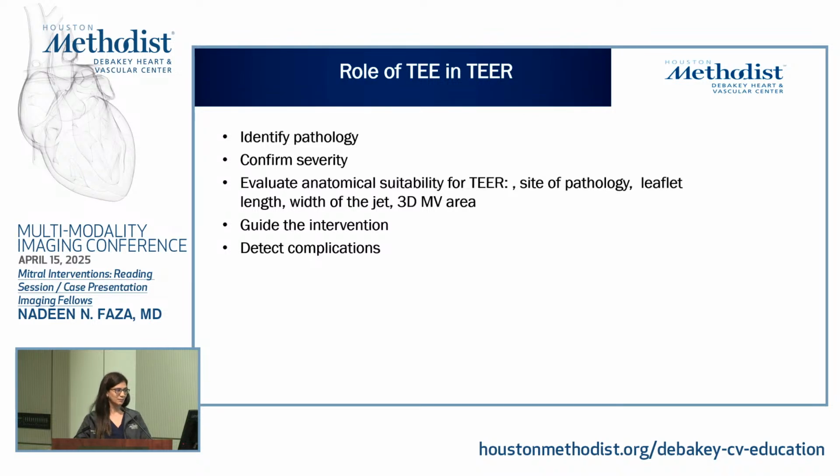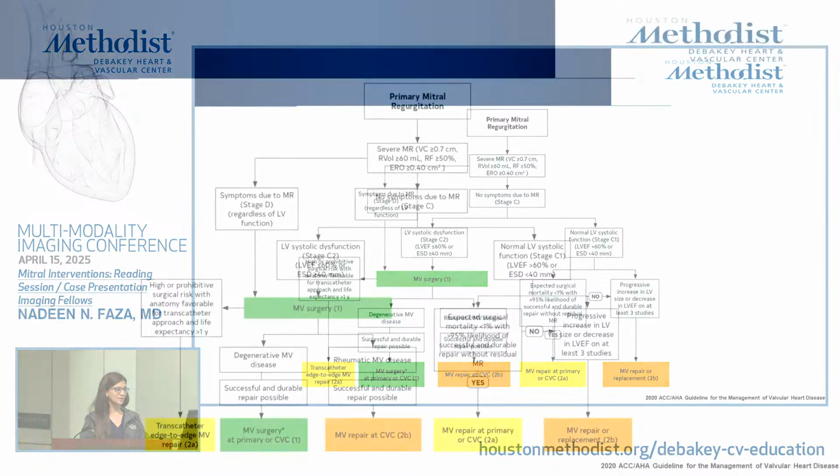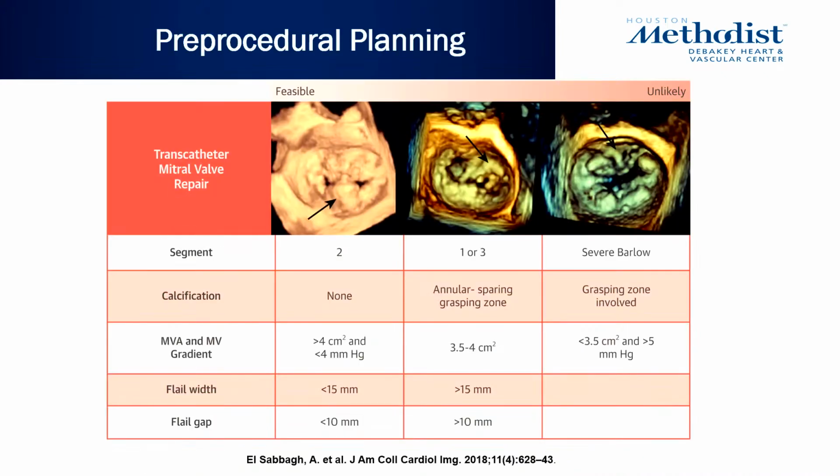Again, I don't want to just repeat the same thing, but the role of TEE as demonstrated by the cases was to identify the pathology, confirm the severity, evaluate the suitability for the intervention, and then guide the intervention and detect any complications in the cath lab. And for primary MR, MTEER is approved for patients with high or prohibitive surgical risk with favorable anatomy. So this is in contrast to secondary MR, which we'll talk about. So the patient needs to have high or prohibitive surgical risk. So the conversation with the surgeon is very important.